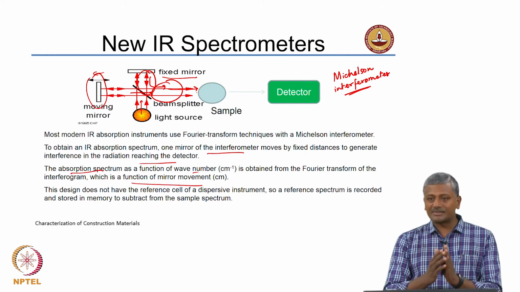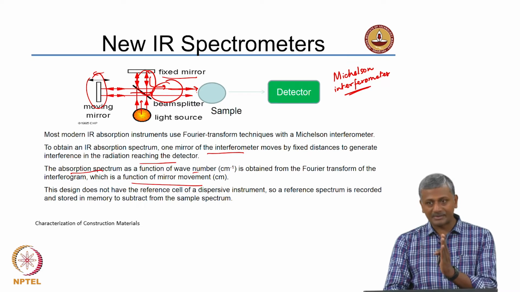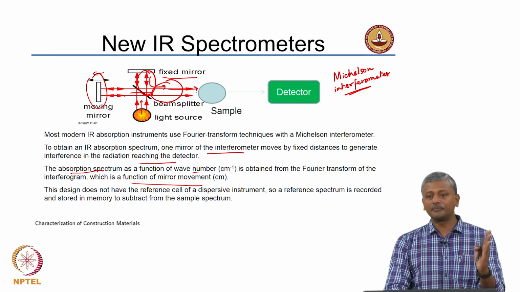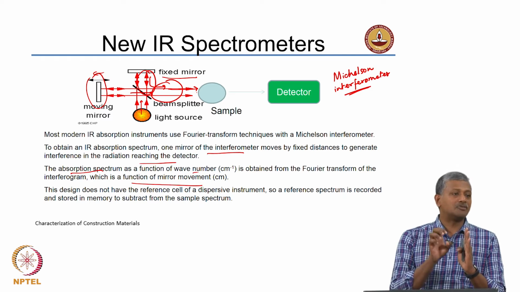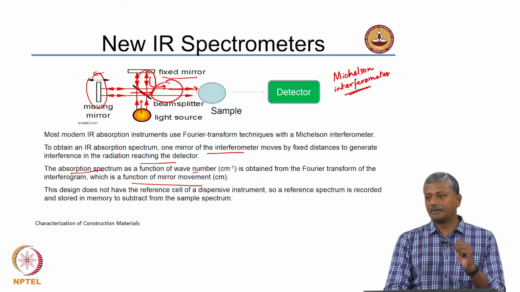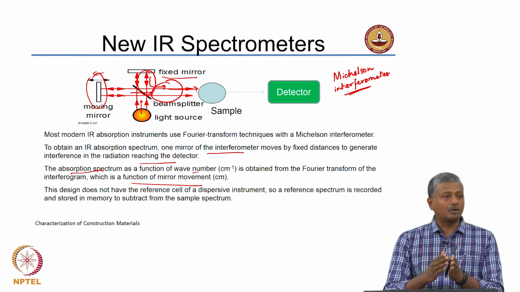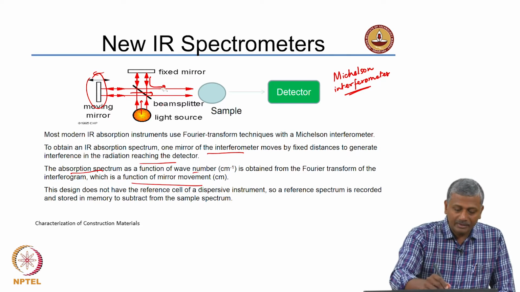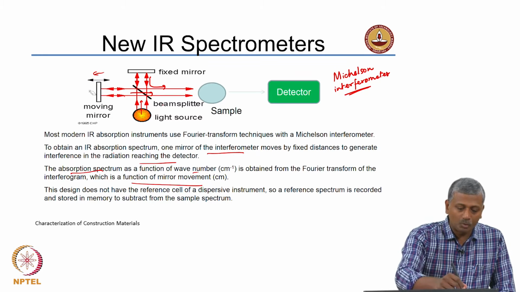So, as a result of this instrumentation, by each position of the moving mirror, we are able to send a different packet of wavelengths of infrared radiation through the sample. In other words, we are not really separating the wavelengths through a monochromator or a diffraction grating. We are sending several wavelengths by changing the position of the moving mirror. That is the fundamental idea about the use of the Michelson interferometer.